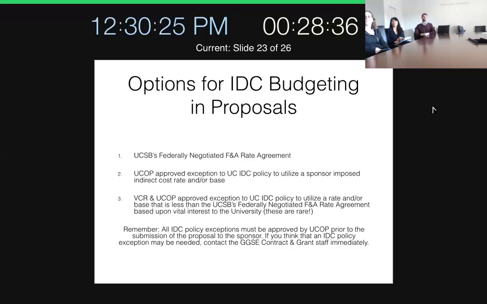But I think what you're alluding to is this note at the bottom. So this whole process for 2 and 3 has to be done prior to submitting the proposal. And so if you ever get even an inkling of a sponsor, somebody you want to work with, needing to or wanting to reduce that rate, tell us. Because it is not a quick process to do the exception.